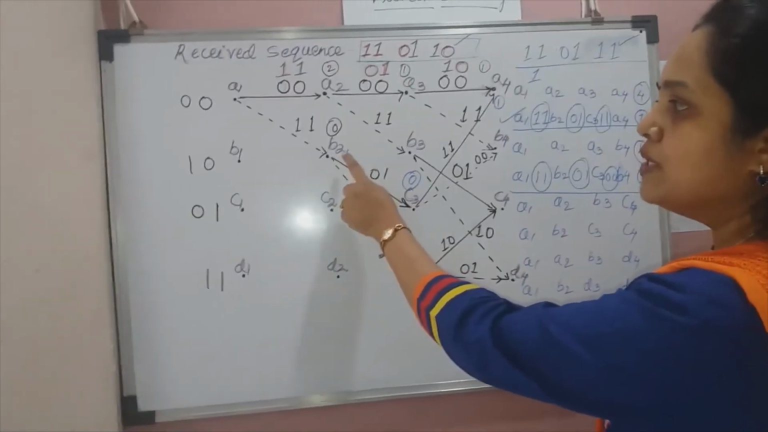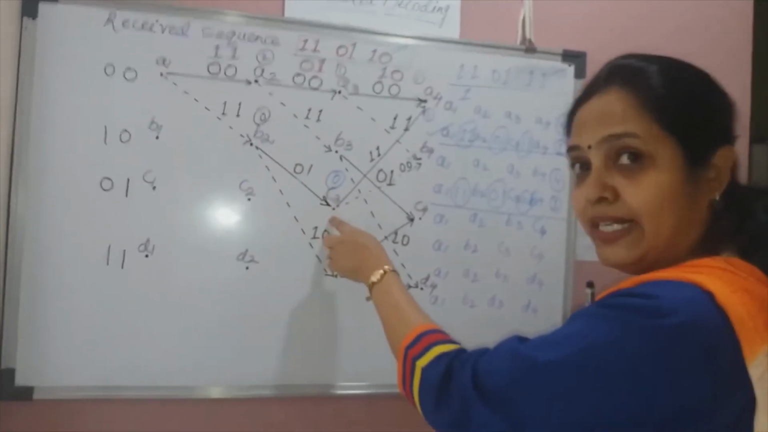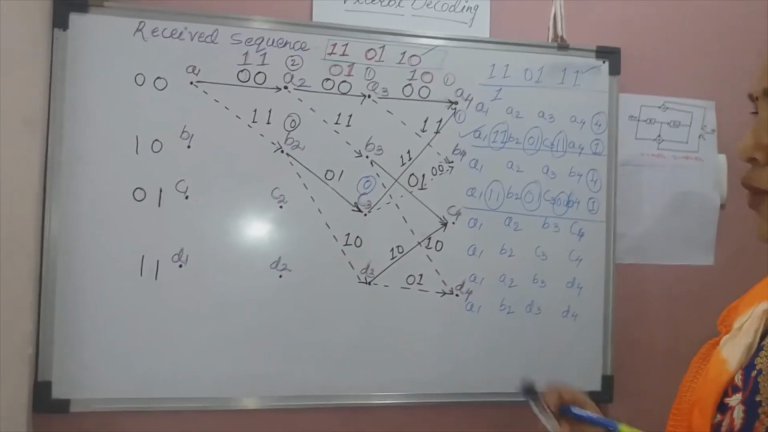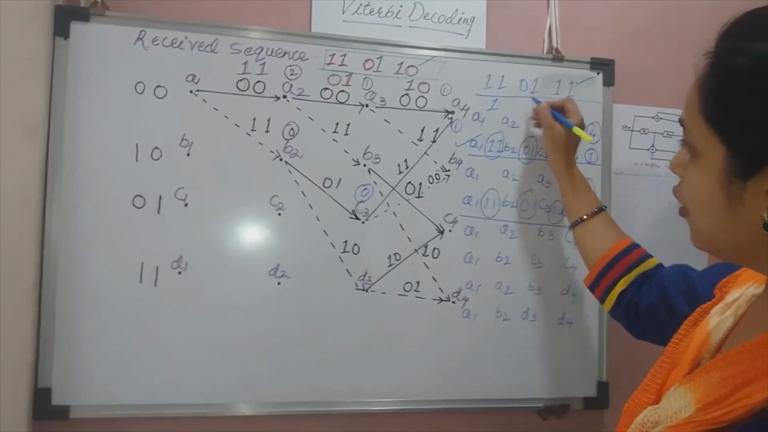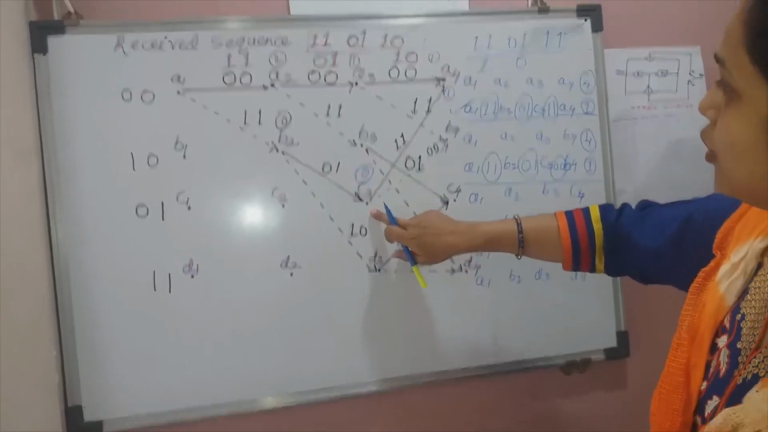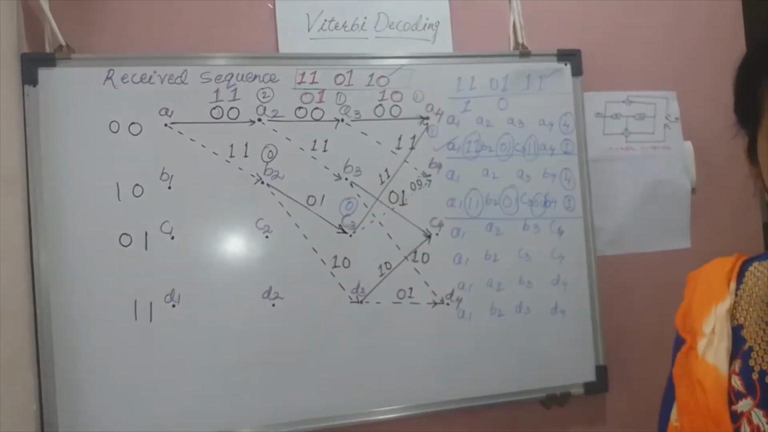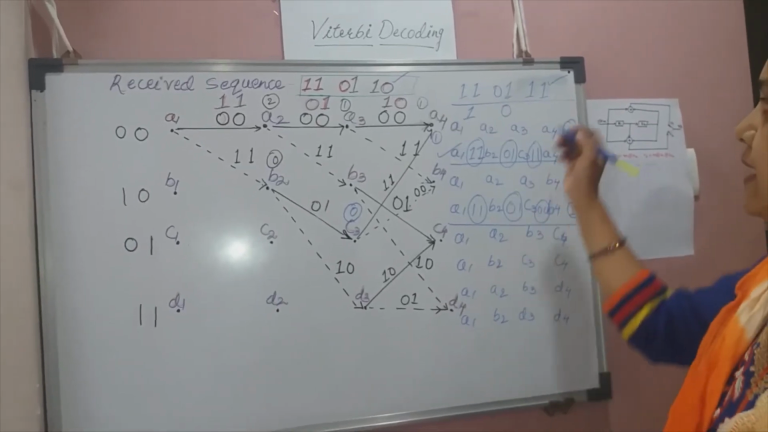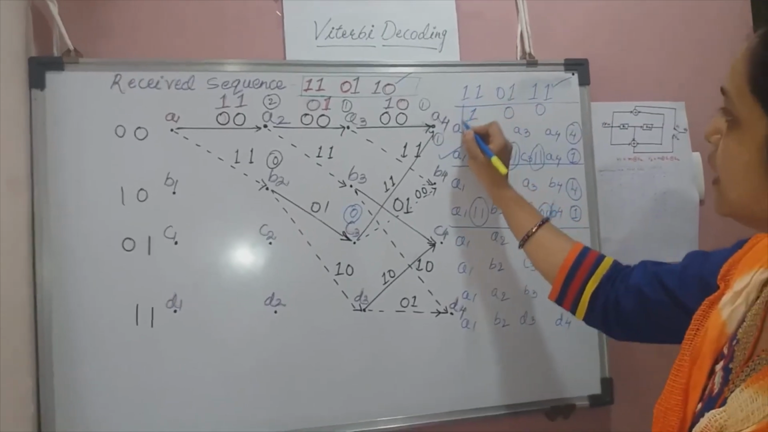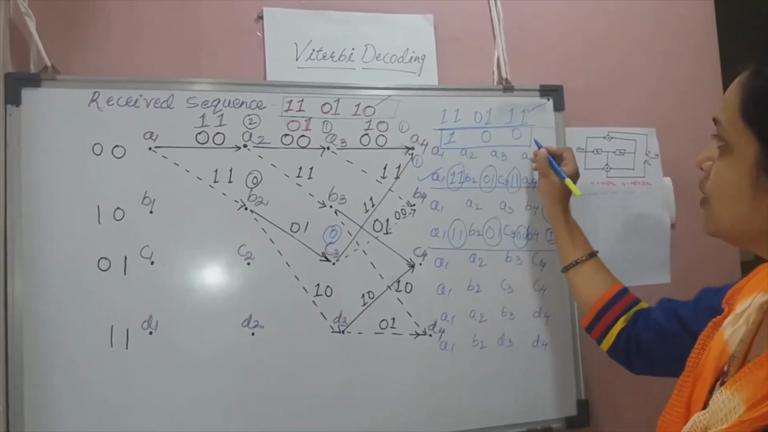Now when we move from state B2 to state C3, we see that it is a solid line. A solid line indicates the input was equal to 0. So for the output of 0 1, the input is considered to be 0. And again from C3 to A4, we see it's a solid line. So a solid line again indicates that the input is equal to 0. So the decoded sequence is 1 0 0 0.